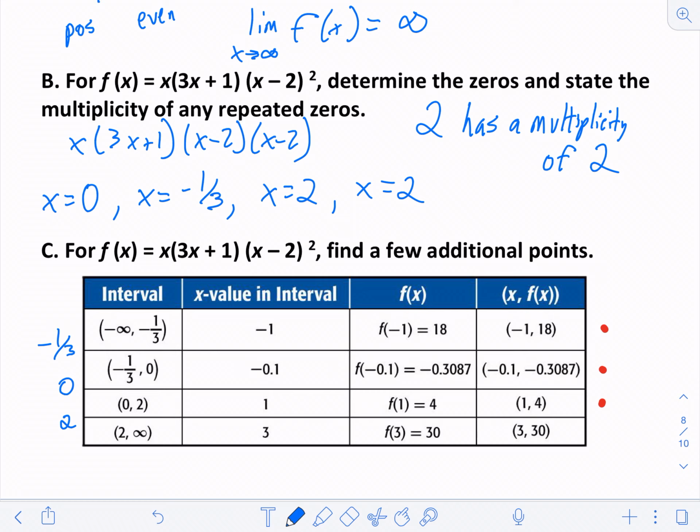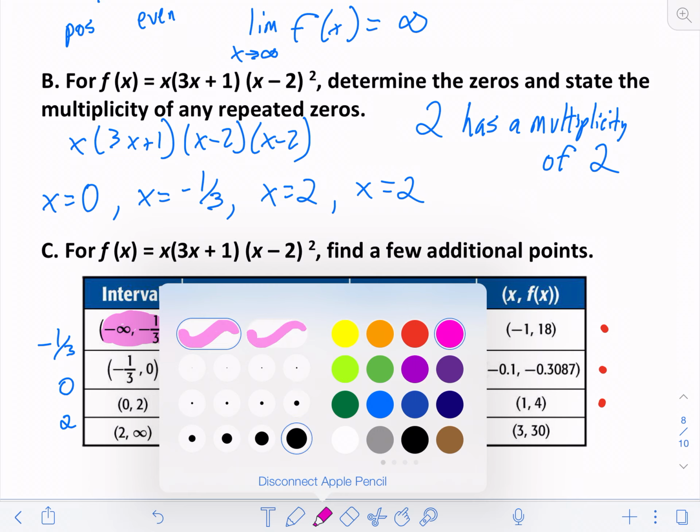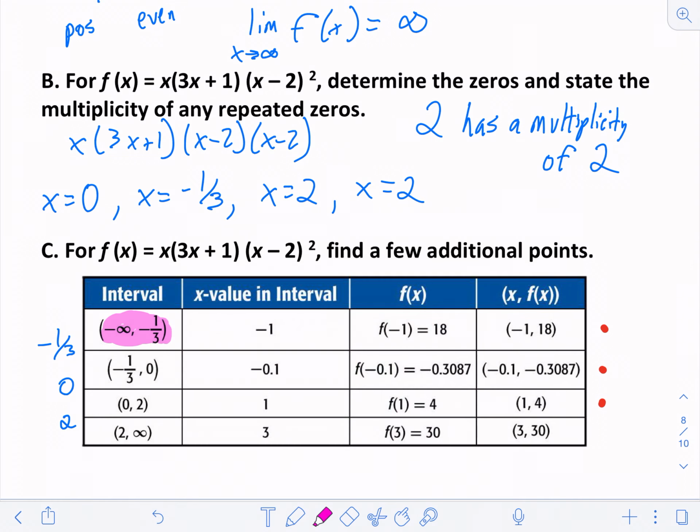So I need a point in this first interval from negative infinity all the way up to negative 1/3. What would be a good value to use? Well, negative 1 is a good value to use here. So let's go ahead and use negative 1. If I plug in negative 1 to my function, what is f of negative 1? I'm going to get 18. So there's one of my points, negative 1, 18.